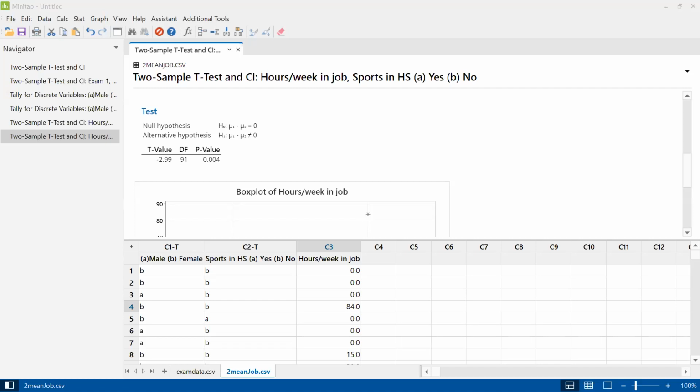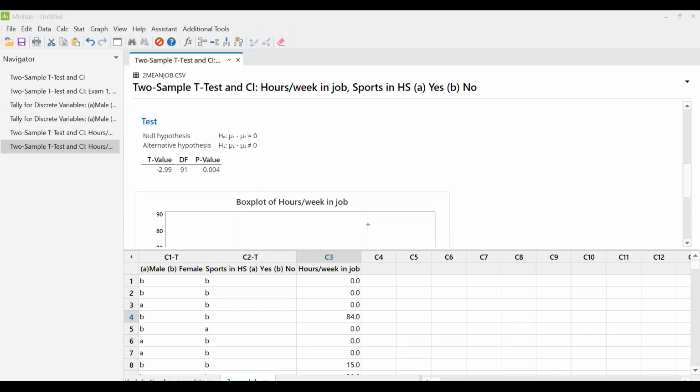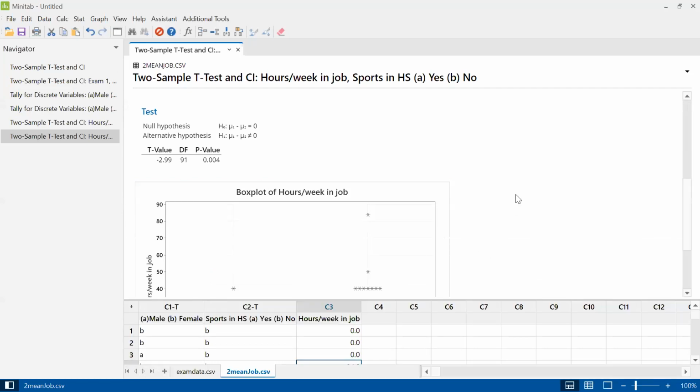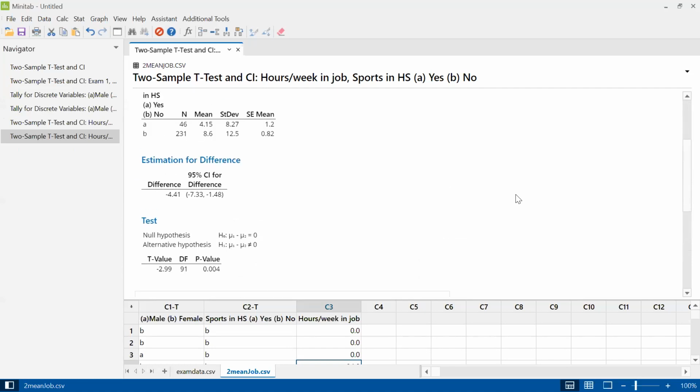And if I had to guess, I would guess it's because the people who did sports in high school, maybe they're still doing sports now, and they don't have time for a job when they're on an athletic team. That takes up too much of their time. That's my guess anyway. I don't really know, but there's a good chunk of students in the sports in high school group, 46, and their mean is just a lot lower.